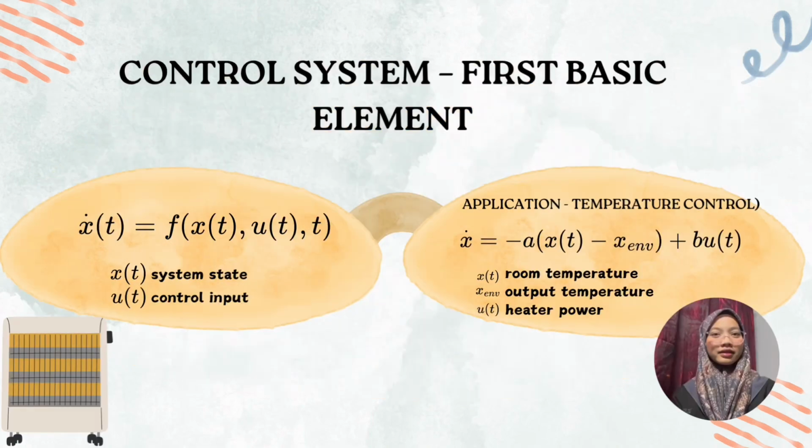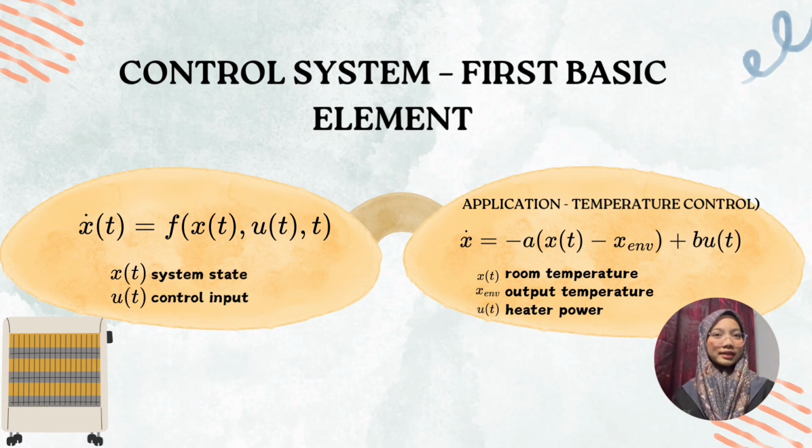the least cost. The first basic element of an optimal control problem is the control system, which describes how the system evolves over time when we apply a control input. Mathematically, it is expressed as x dot of t equals f(x(t), u(t), t). Here, x(t) represents the state variable. In our example, it is the room temperature. The control variable u(t) is something we can change. In this case, we can take the heater power.